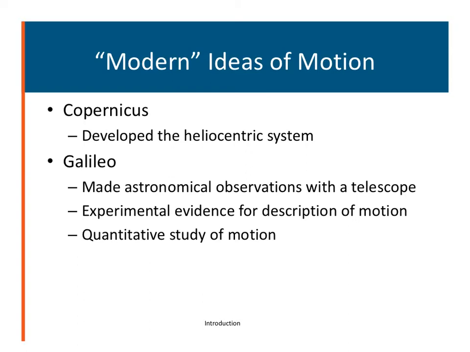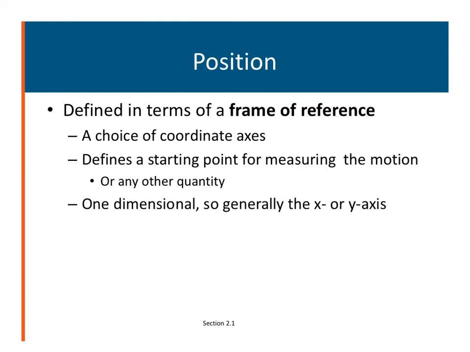So to first study motion, we have to look at the idea of position. And to talk about position, we have to define it in terms of a frame of reference. So this typically means that we choose a coordinate system and we choose a coordinate axis. So we pick where is 0, where's our origin, and this basically defines our starting point for measuring motion. We have to have some starting point from which we measure to give a distance. And in one-dimensional motion, this typically is just on the x-axis or the y-axis. Not both. It's one-dimensional, keep in mind, so it's one or the other.